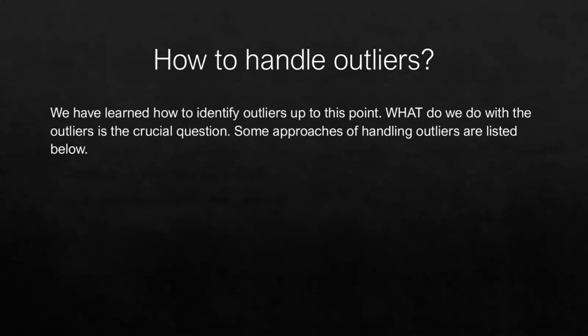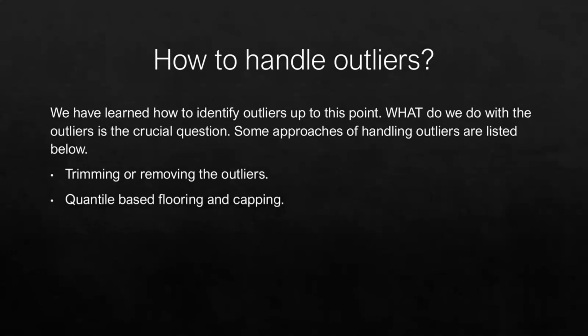Now you might be thinking, what to do next after discovering outliers? So the question is how to handle outliers. We have learned how to identify outliers up to this point. What do we do with the outliers is the crucial question. Some approaches of handling outliers are listed below. The first one is trimming or removing the outliers. The second is quantile-based flooring and capping.